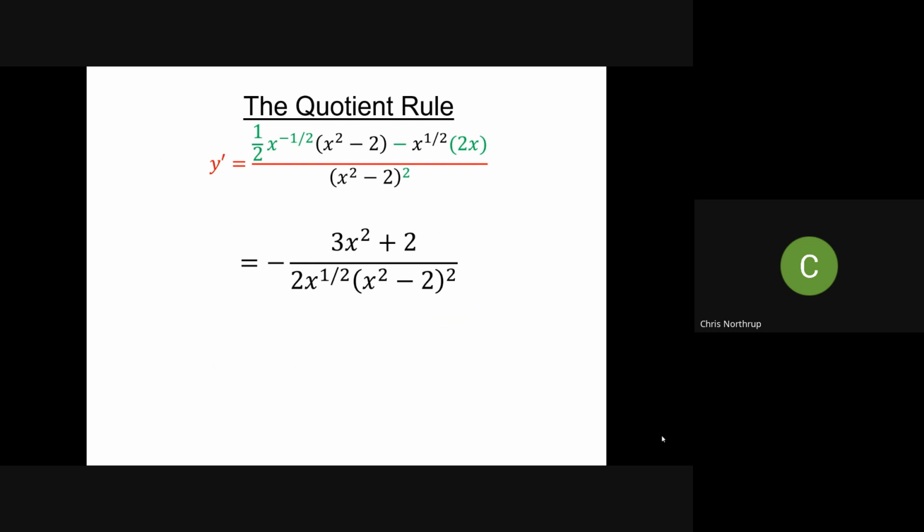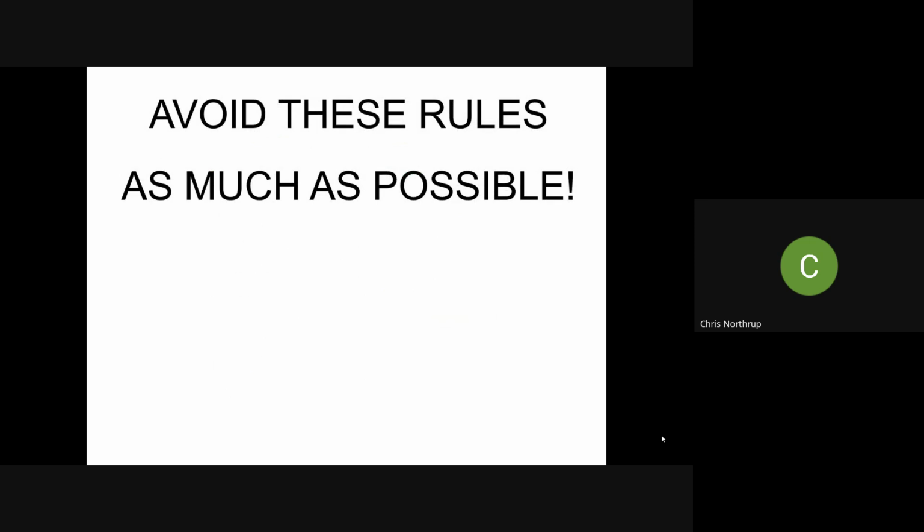Okay, so I want to emphasize these are two important rules, but we want to avoid them as much as possible. Why is that? Well, because they have so many moving parts. The more steps in some process, the likelihood of making a mistake somewhere is going to go up pretty high. So if you can avoid them, go ahead and do it. What do I mean by that?